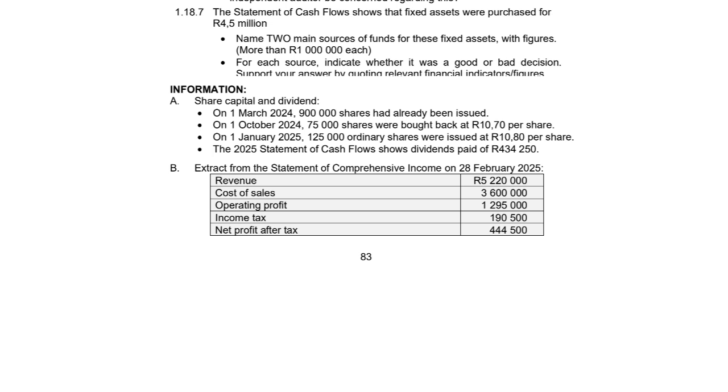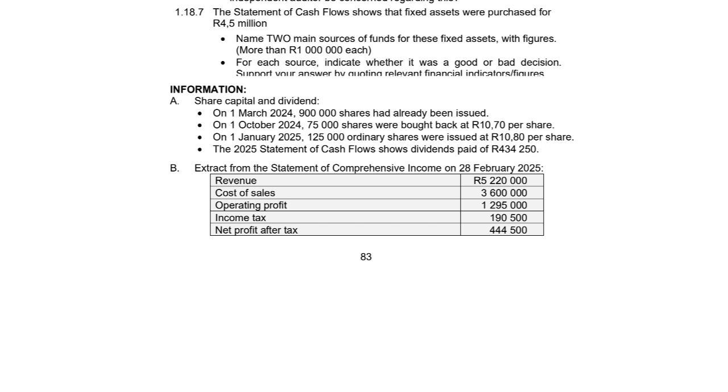Information A. Share capital and dividends. On 1 March 2024, 900,000 shares had already been issued. On 1 October 2024, 75,000 shares were bought back at R10.70 per share. On 1 January 2025, 125,000 ordinary shares were issued at R10.80 per share. The 2025 statement of cash flow shows dividends paid of 434,250 rand.